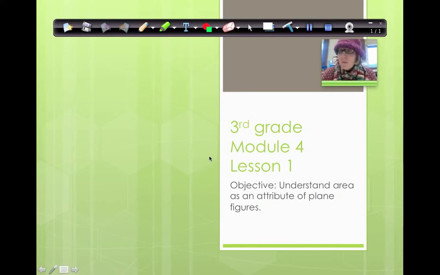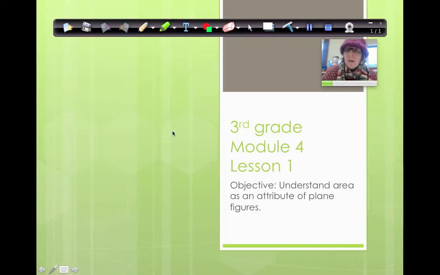Today we're going to start a brand new module, and we're going to be learning about geometry or geometric shapes, and today is the one about area. So our objective is that we're going to understand area as an attribute of plane figures. Now let's talk about plane figures versus 3D figures.